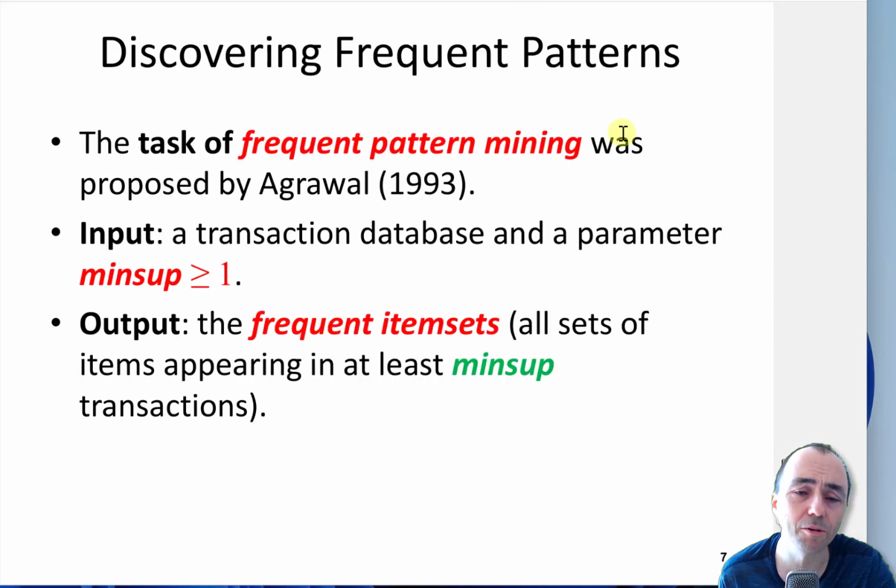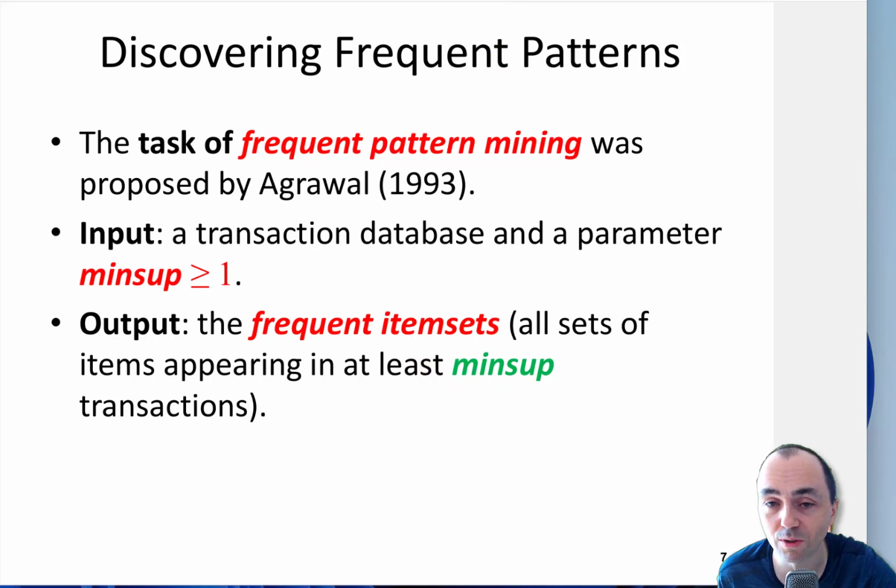So if we want to find patterns in this kind of data, there's a very popular task called frequent pattern mining. It was proposed by Agrawal. The goal is to find, for example, what the people buy many times together. So the input is a transaction database and we need to set a parameter called the minimum support. Minimum support means the minimum frequency. So if we set it to 1, it means we want to find everything the people buy together at least one time. And the output will be the frequent item sets: all the sets of items that appear at least this minimum support number of times, this threshold.